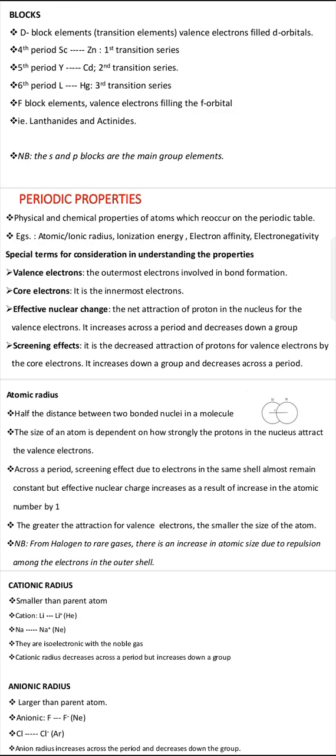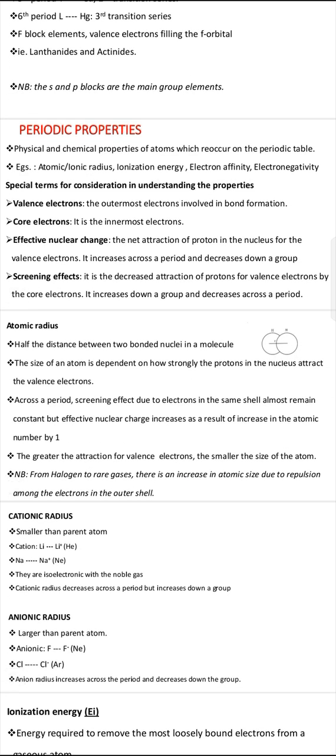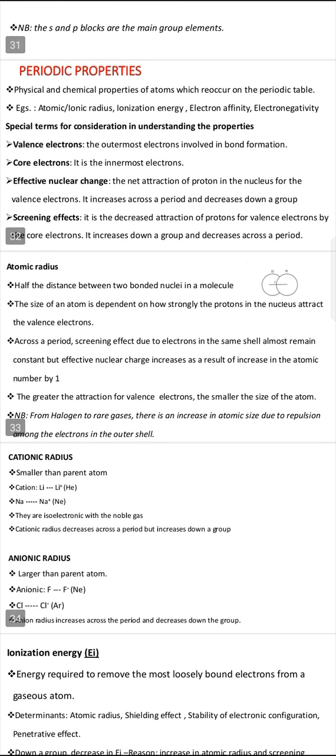For periodic properties, we are looking at the physical and chemical properties of atoms which reoccur on the periodic table. We have atomic size or radius, ionization energy, electron affinity, and electronegativity. Before we start with these, we will talk about valence electrons. Valence electrons are the outermost electrons involved in bond formation. They are the last electrons in an orbital.